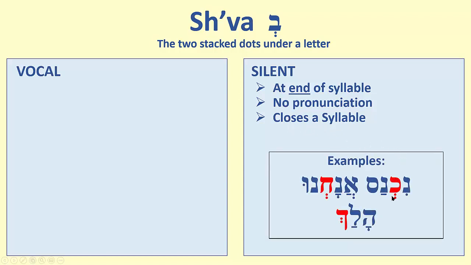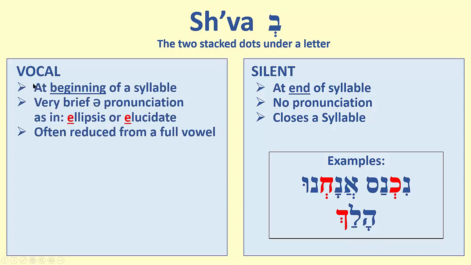We saw some examples earlier, but we can look at some more. Here we have each of these red letters with a silent schwa under it, which marks the end of the syllable. So, nichnas, two syllables. The next word is anachnu. The chet marks the end of the syllable. And the last example has a schwa at the end of the word, halach. We have here an open syllable, ha, and here we have a closed syllable, lach.